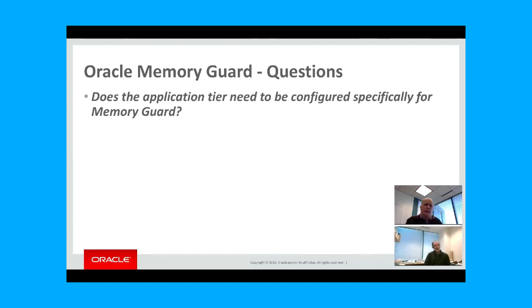So, we've been talking about the database tier. Does the application tier need any specific configuration to be, quote, memory guard aware? Or does it need to understand that it can lose connectivity to an instance?